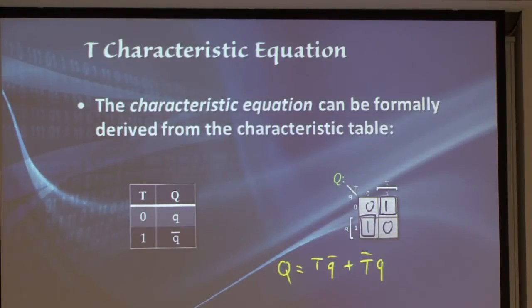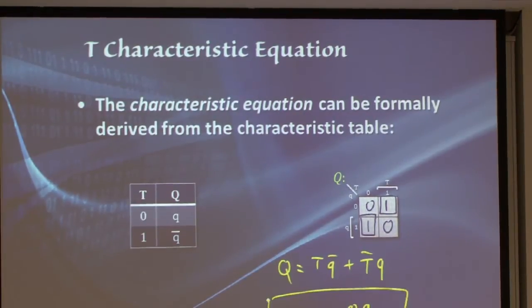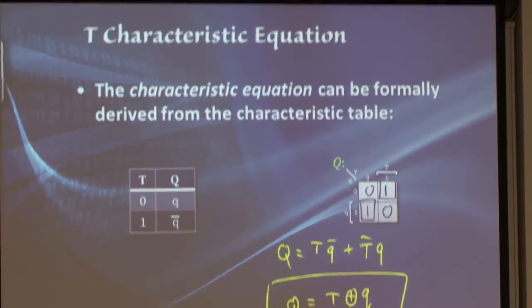Which sort of makes sense because one of the things that an XOR gate is useful for is that if you XOR something with a 0, you stay with the same thing. If you XOR something with a 1, you invert your variable, which is essentially what we are doing here. So this is the characteristic equation for the T flip-flop.